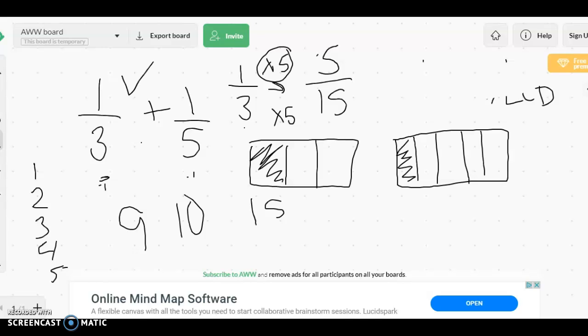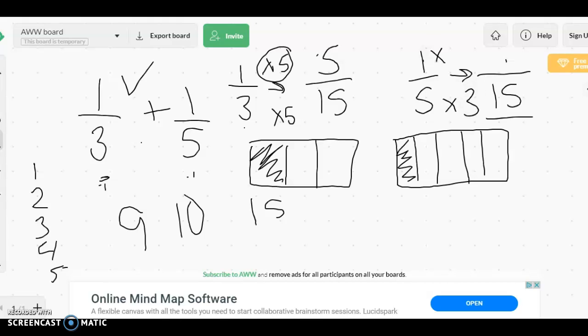So we're done with that one. We're going to give it a check. Now let's do 1 over 5. How do we get 1/5 to 15 land? What did I multiply 5 by to get to 15? 5 times 1 is 5. 5 times 2 is 10. 5 times 3 is 15. Good, I multiplied by 3.